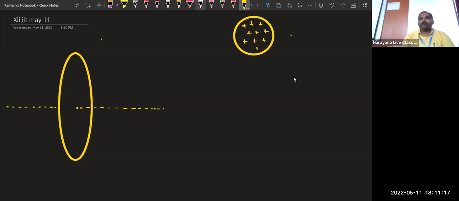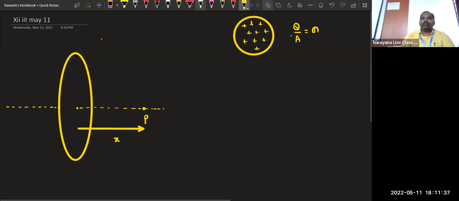Let's say the total charge on the disk is capital Q and the total area is capital A. What is that? Sigma. Now there is one point P at a distance of how many meters? X meters. What is the radius of the circular disk? Capital R meters. Now we have to find the electric field at point P.